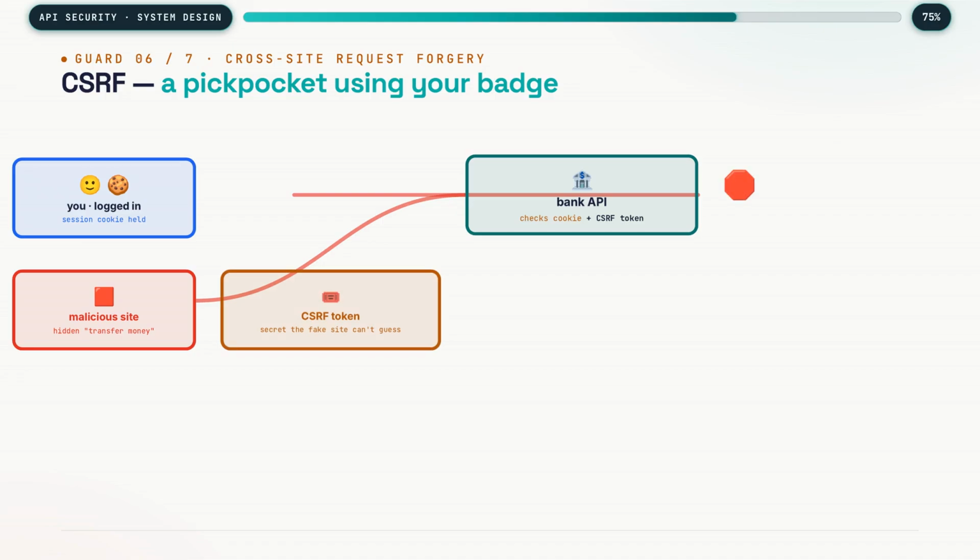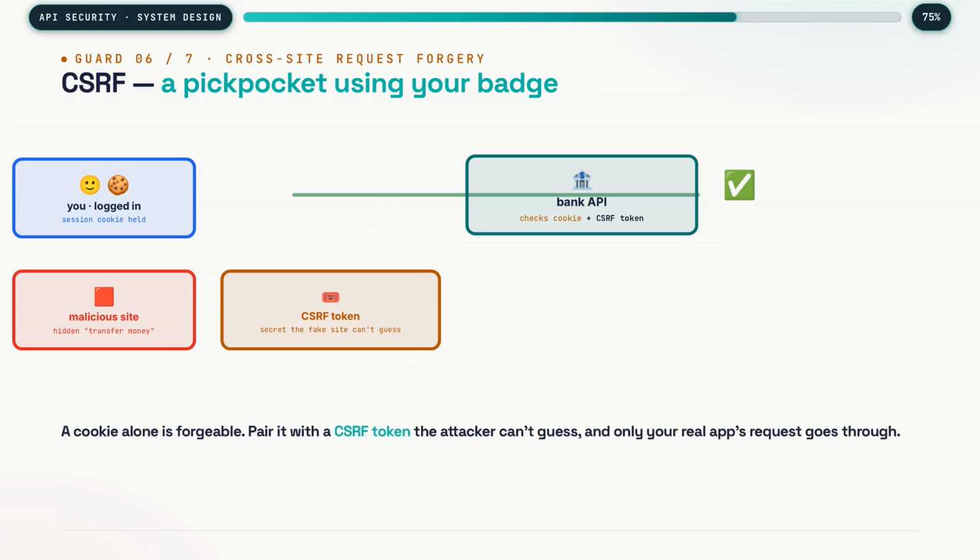So banks add a CSRF token alongside the cookie, a secret value the malicious site has no way to guess. No matching token, request blocked. Your real app does send the correct token, so your genuine request sails right through. A cookie alone is forgeable. Pair it with a CSRF token the attacker can't guess, and only your real app gets in.